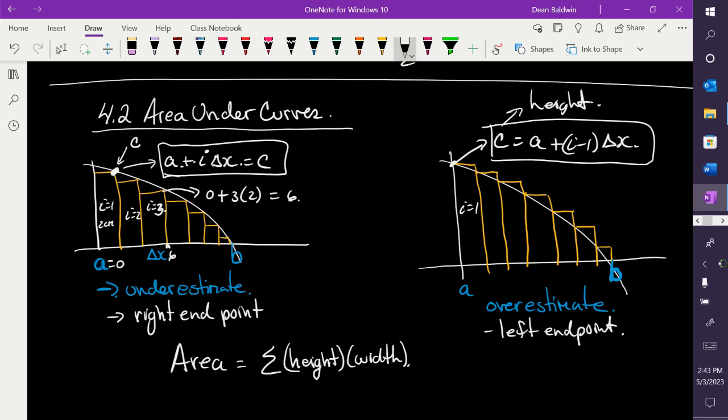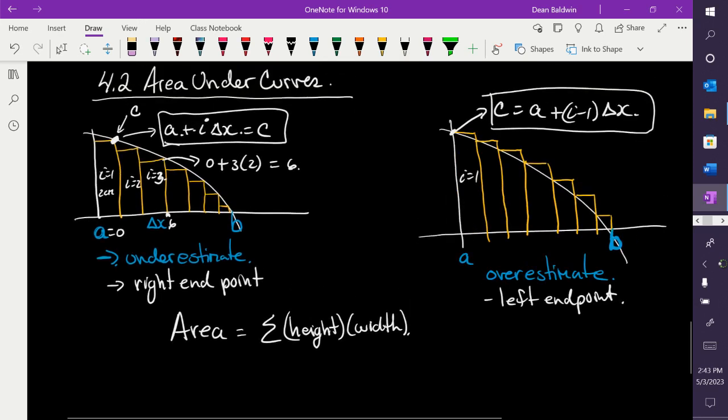Or actually, F of C, check that, don't erase that. F of C is the height. So let's, hang on. Erase, don't say height. Don't call it the height. You'll see I'm going to change it in a sec.